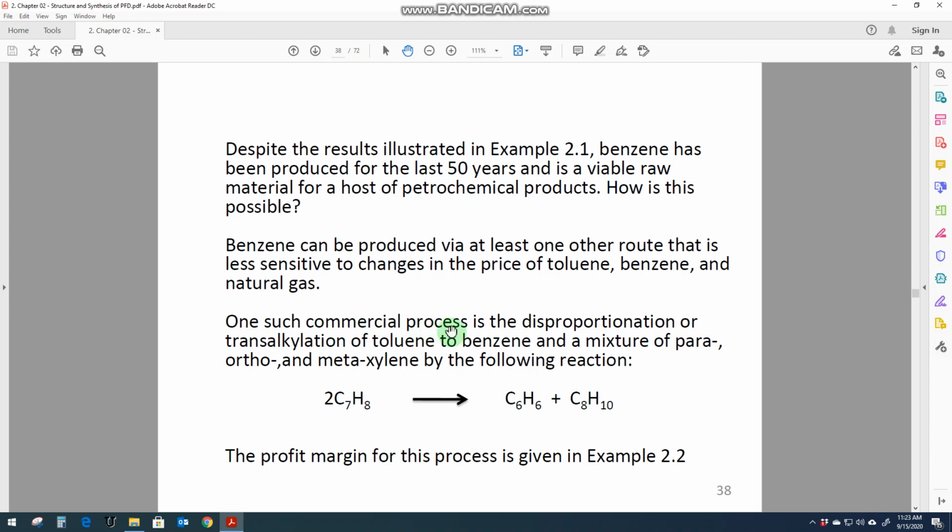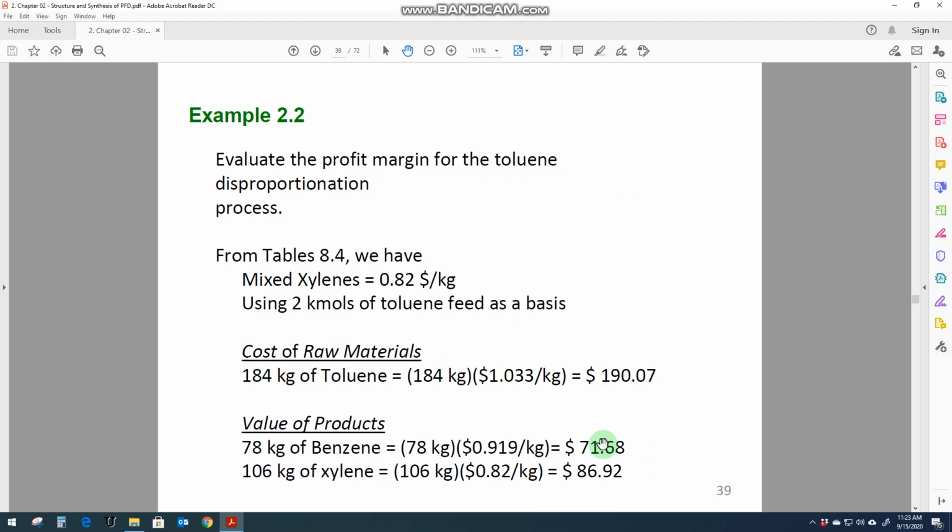One such commercial process is the disproportionation or transalkylation of toluene to benzene and a mixture of para- and ortho-xylene by the following reaction. Now here we will take two molecules of toluene, that will give you one molecule of benzene, and we can have some xylenes. Okay, so we will see how we can calculate the profit margin from this equation. So we can get the price of this toluene. Similarly, we can have the price for this benzene, and we can also have the price for this xylene.